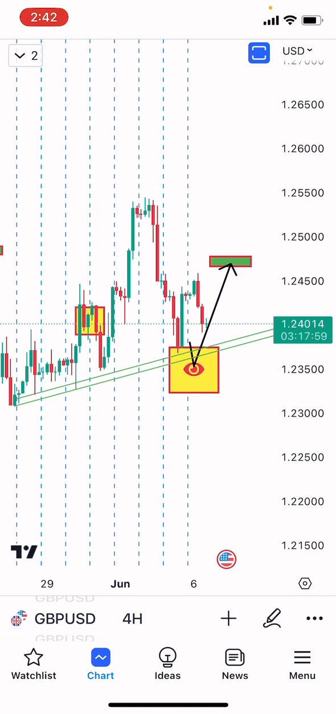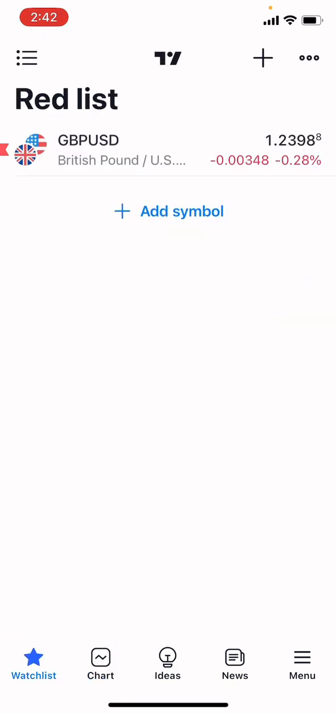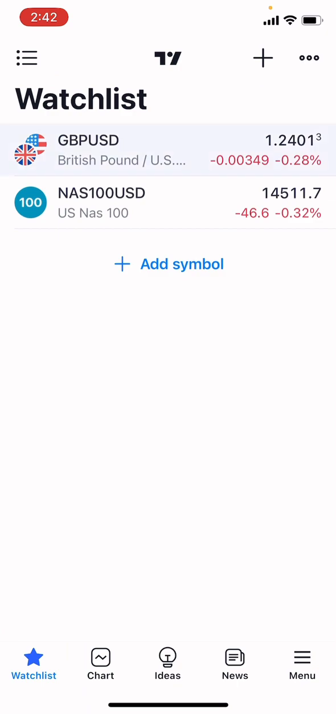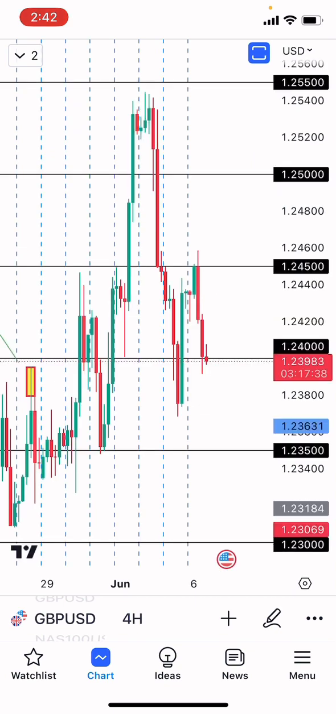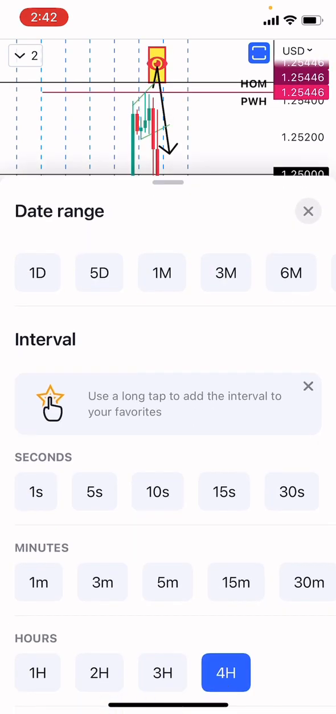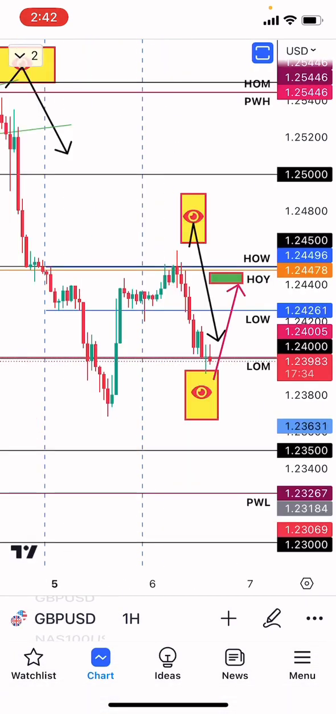So that is it for my 4 hours bias for this week. But I don't trade based on the 4 hours time frame. I only use the 4 hours time frame to get my directional bias for the week. So that is it for that. Now let us go down to the 1 hour time frame. I have a separate chart open for the 1 hour time frame, so let's see what we have.